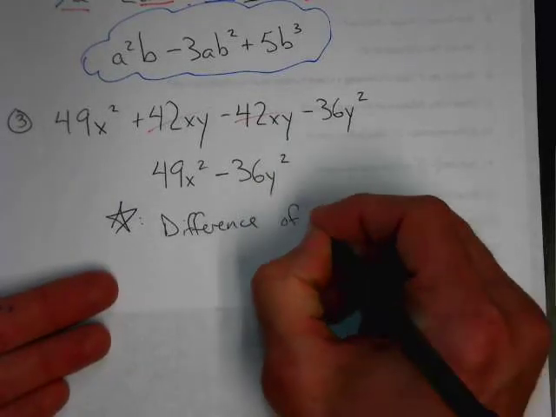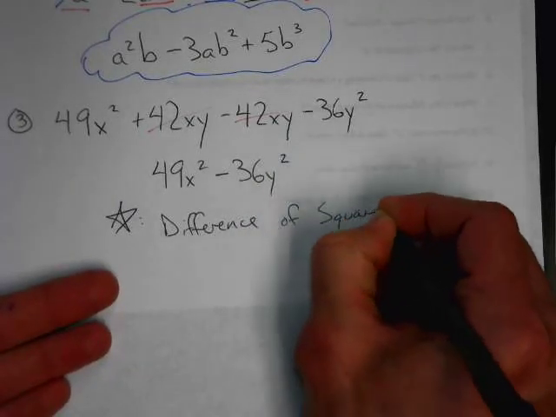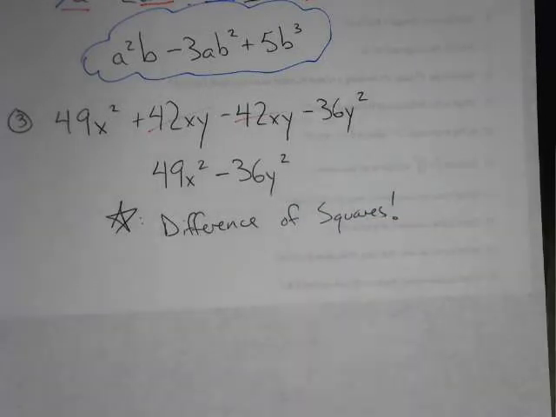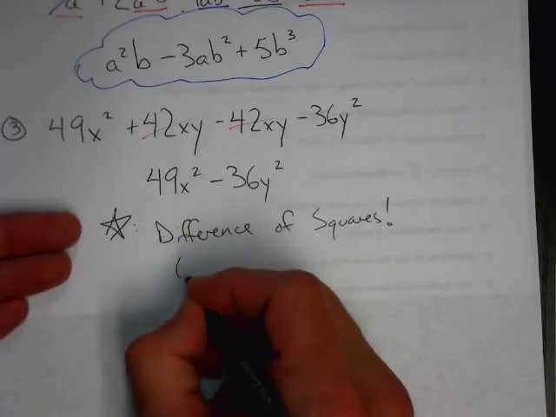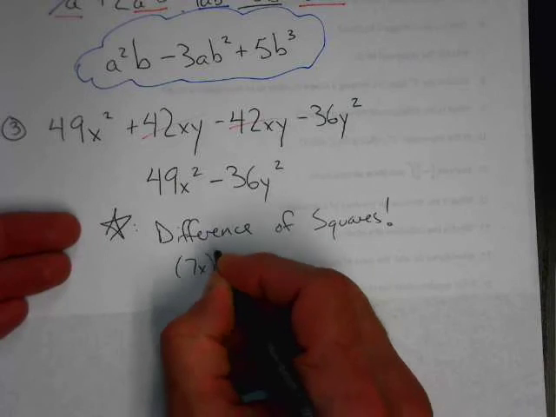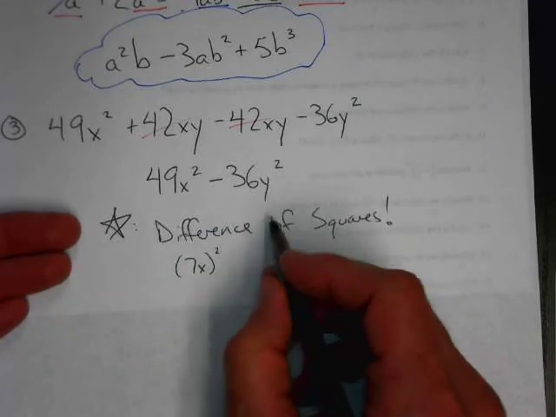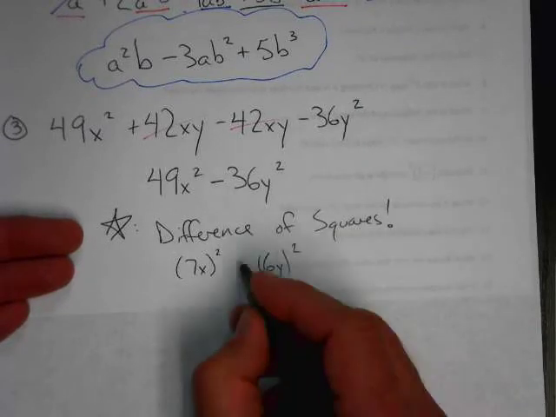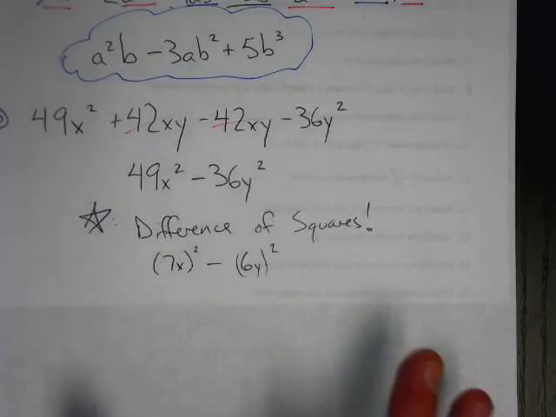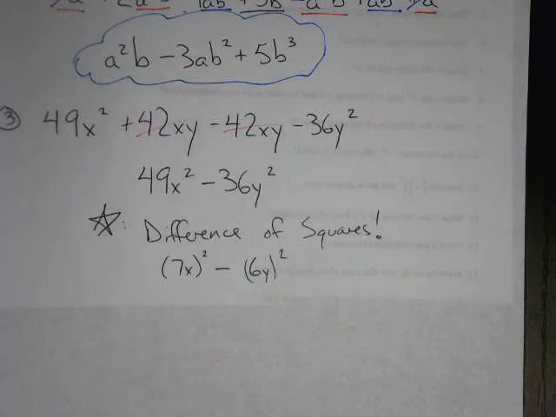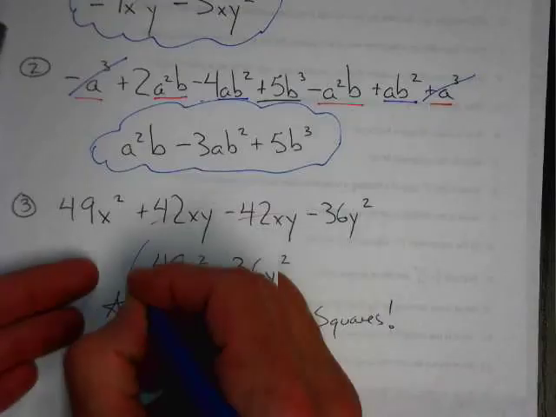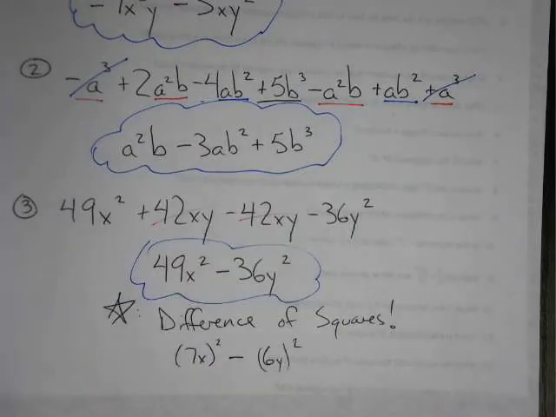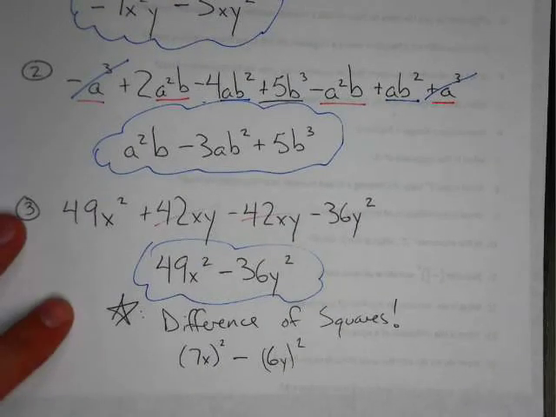So this is called a difference of squares, right? Because 49x squared happens to be 7x squared, and 36y squared happens to be 6y squared, and we're just subtracting them. So that's just an interesting thing to look at. I figured I'd show that because we're going to see that again in the future. But as far as combining like terms goes, we're done here. That's called a difference of squares. Just so happens it works out that way.